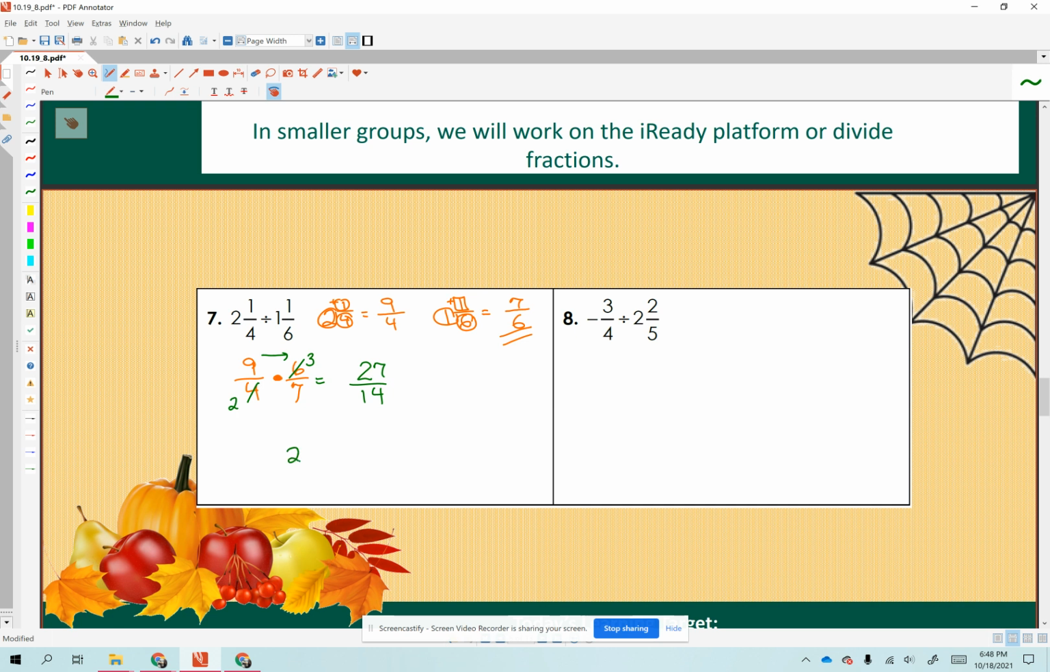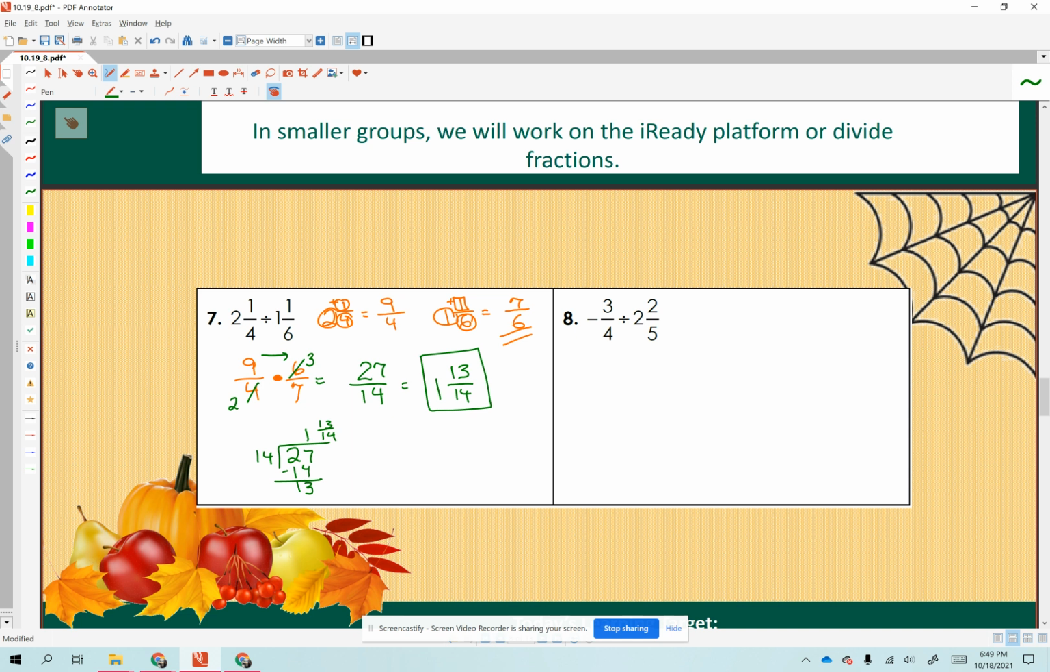And if we divide 27 by 14, we get one group of 14 with 13 left over. So that would be 1 and 13/14. Remember, you should pause the video, try them on your own, and then check your work.